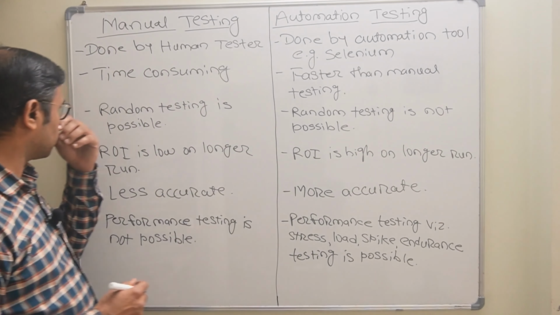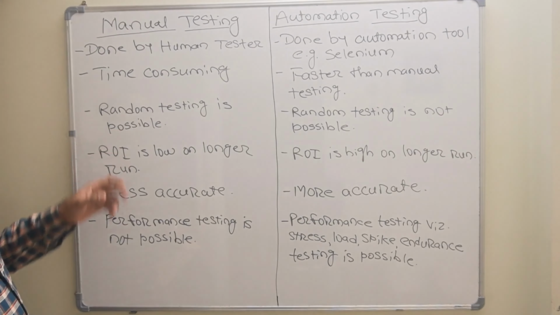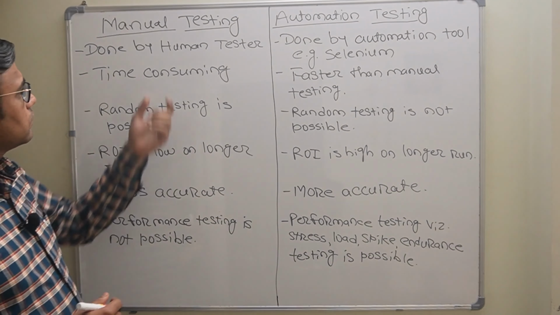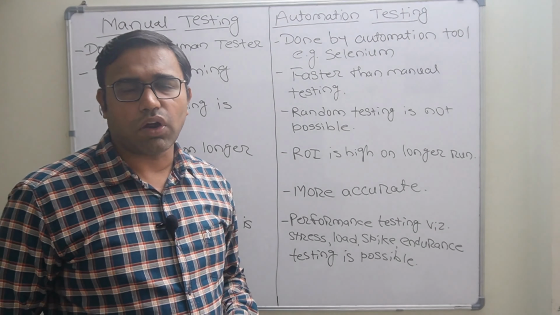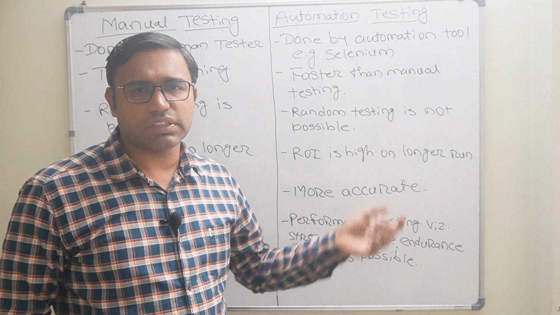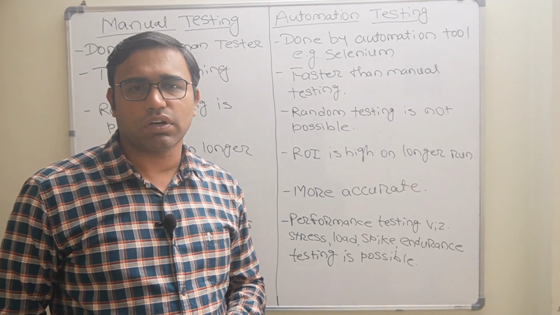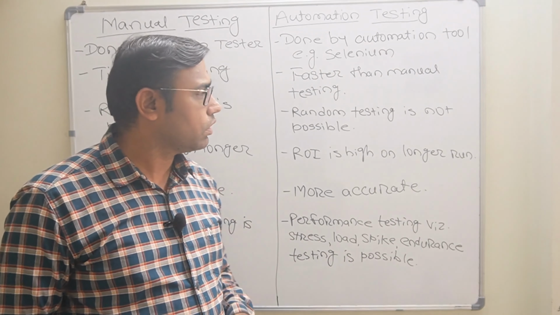So let us start. Manual testing is done by human tester. It is the involvement of human. But automation testing is done by automation tool. So example is Selenium. Selenium is the most popular web-based automation tool.